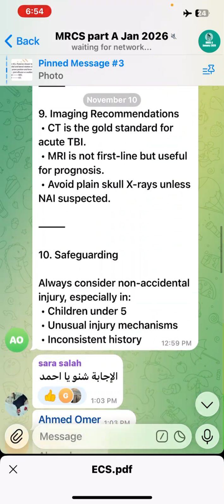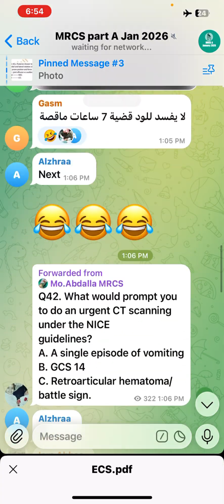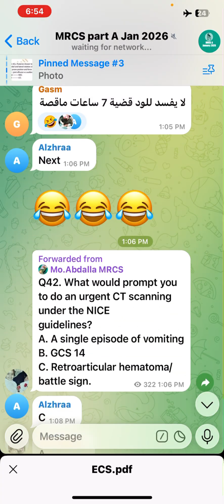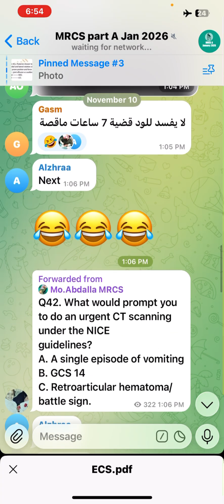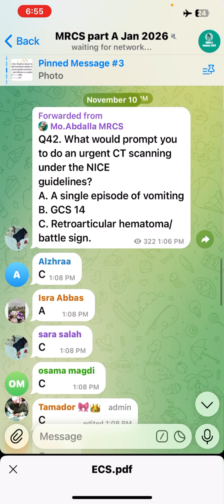Okay, next question. What would prompt you to do urgent CT scanning under NICE guidelines? A single episode of vomiting, GCS 14, retroarticular hematoma. In which patient? This is important. Single in adult. More than one vomiting, retroarticular hematoma. This is Battle sign. This is more important, Battle sign and all that.